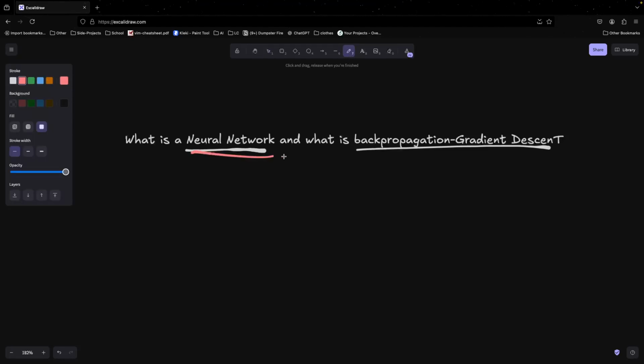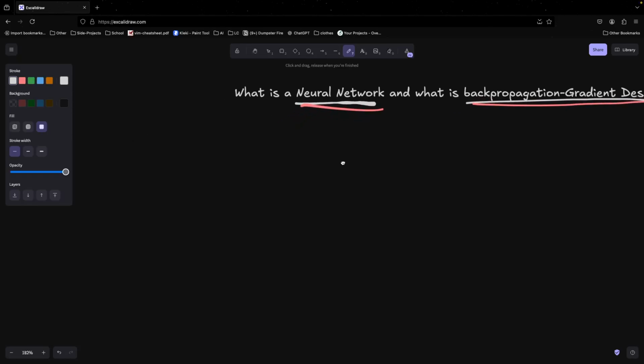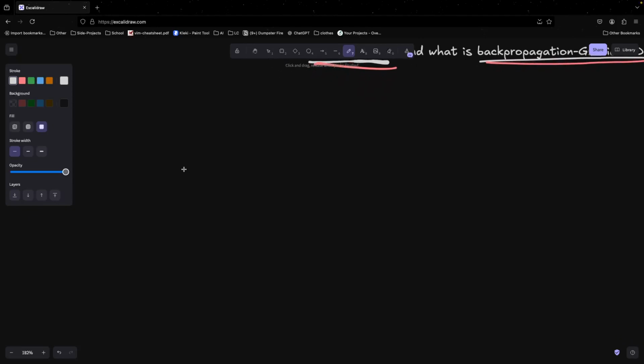So, what is a neural network, and what are backpropagation and gradient descent? Let's start with what a neural network is. A neural network is essentially supposed to mimic the way our brains work, replicating how our brains accept information and are able to infer on it. So let's first look at the diagram of a basic neural network, and then we'll dive a bit deeper into it.